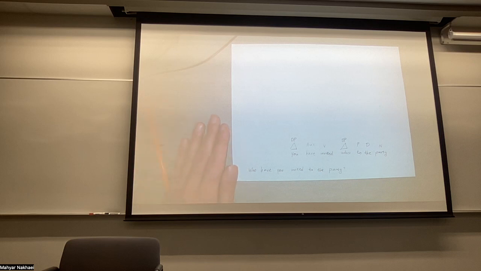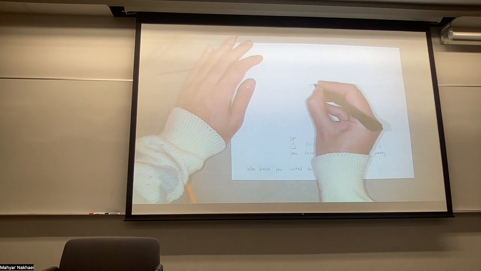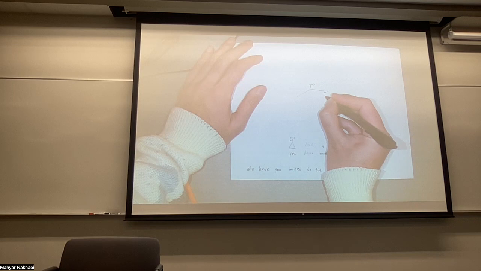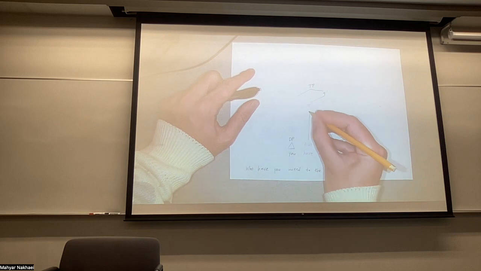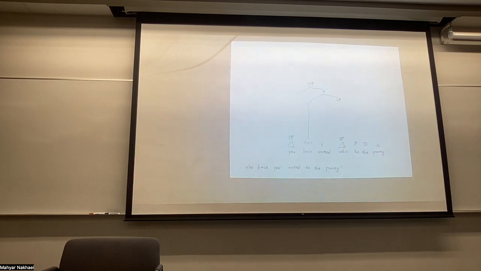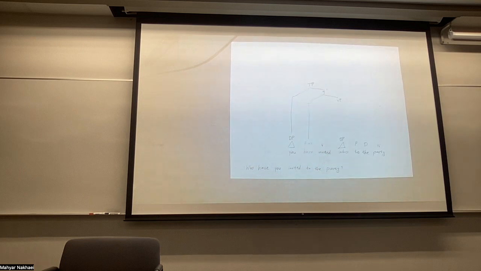Now, here I have an auxiliary. It should go under tense. So I should have my TP here. So TP, T bar, T. So this should go under T, and then my VP. All right. So the subject simply is this you, which goes under TP. We are fine.